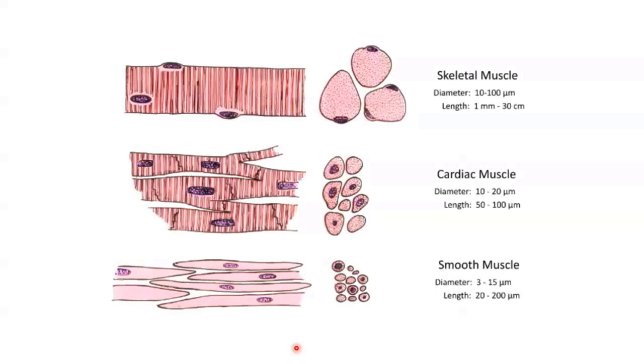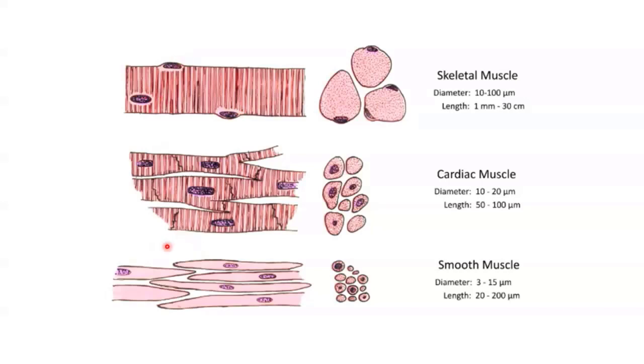Now, just before we move on, I wanted to show you this illustration, which I think highlights really nicely the differences in the shapes and the sizes of the different muscle cells or muscle fibers. So we have our skeletal muscle up the top. They're quite large, long cylindrical, so kind of round shaped muscle fibers. And you can see that they have multiple nuclei per cell.